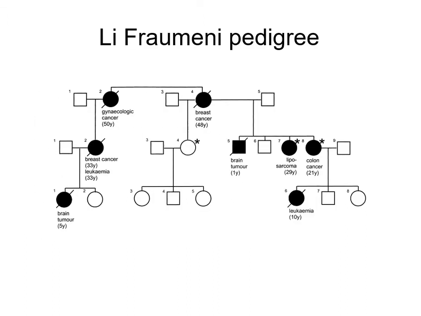Here is a Li-Fraumeni syndrome pedigree. Again, it appears to be a dominant. People with this disease have cancer at very high frequency and at particularly young ages. For example, even in this one pedigree, we have gynecological cancer, breast cancer, leukemia, brain tumor, breast cancer, another brain tumor, liposarcoma, colon cancer, and leukemia, all within this one family, and at relatively young ages in most cases.